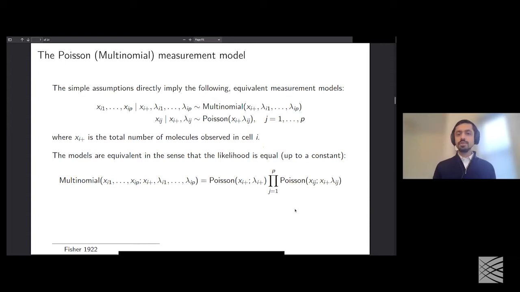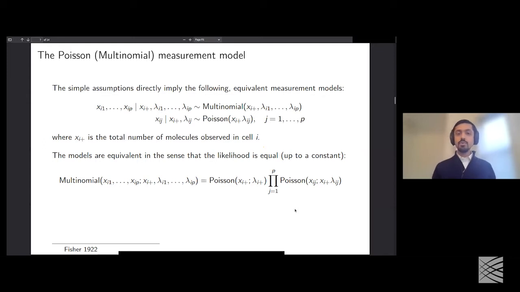And the multinomial distribution over P groups or P categories is exactly equivalent, up to a constant of the likelihood, to a product of P Poisson distributions. And the full details of why we need all these assumptions in order to get here are in the supplement of our paper. But the intuition is that we're going into a pool of molecules and we're going to be taking draws from that pool of molecules. And this is our proposal for the starting point of methods development for single-cell RNA sequencing data, because this is a measurement model that is grounded in assumptions and some evidence about how the measurement process actually works.